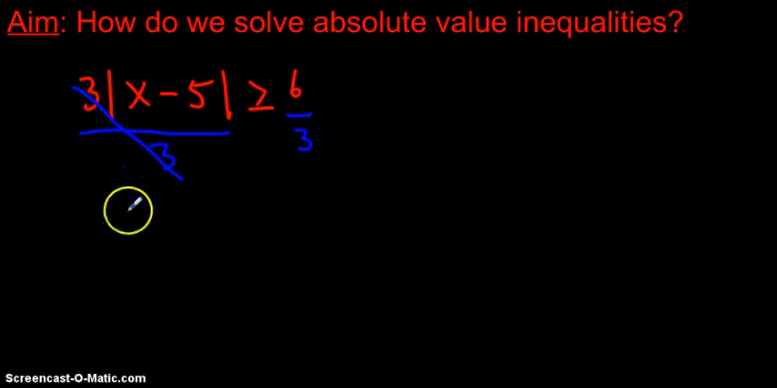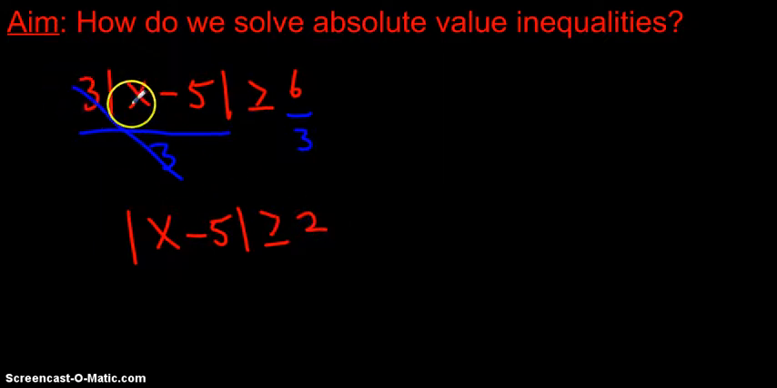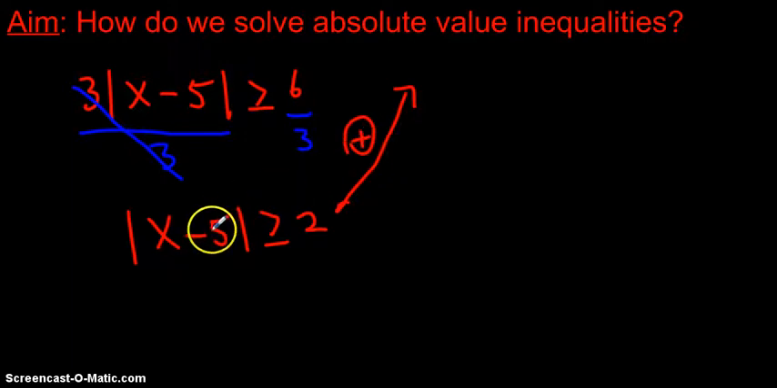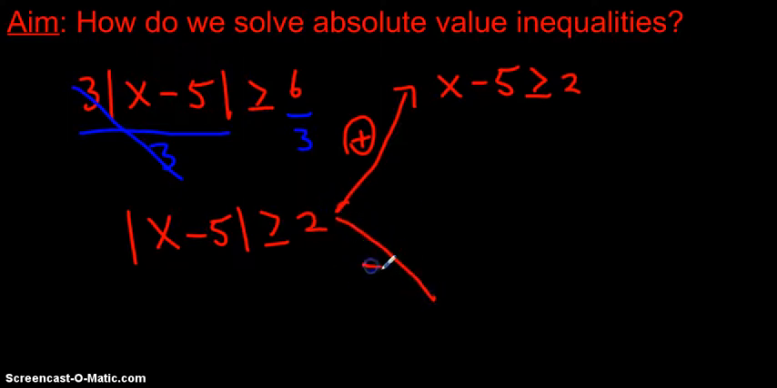and that'll leave us with the absolute value of x minus 5 is greater than or equal to 2. If this was a negative 3, we would have to reverse the sign of the inequality, but it wasn't, so we don't. So here are our 2 possibilities. Path 1, if this value is positive in here, it will not change signs. X minus 5 will be greater than or equal to 2. And path 2, if that value is negative, it'll have the opposite sign.